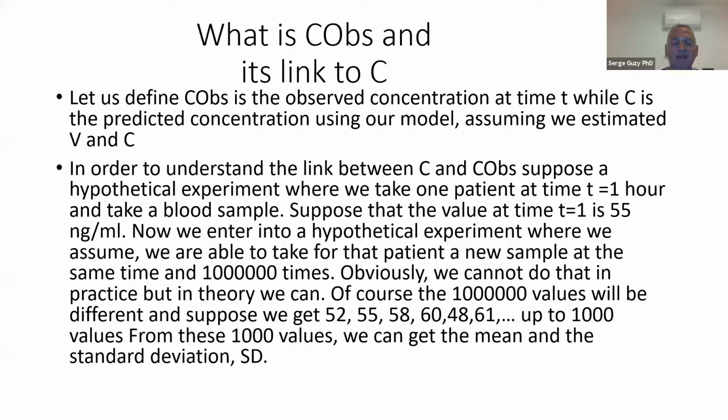In other words, in practice, I will not get 1,000 values from the same patient at the same time. I will get only one value, the 55. Then this 55 is a sample from a distribution where, if I had 10,000 values at that time for the same patient, the mean of that distribution would be exactly my best guess about the true predicted concentration for that patient.